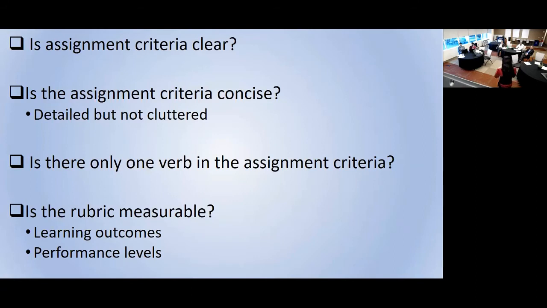Okay, if you flip over your handout, we have a checklist if you're going to be writing your own rubrics. It might help you. So when you're writing them, just ask yourself, is the assignment criteria clear? Can you see what it is you're actually asking a student to do? Is the assignment criteria concise? Is it detailed but not overly cluttered? There's no words in there that don't really need to be in there. They don't add anything. Just take those out. Is there only one verb in the assignment criteria? Again, very important for being able to measure it. And is the rubric measurable? Is it measurable on two aspects, the learning outcomes and also the performance levels? Again, two important parts for the rubric.